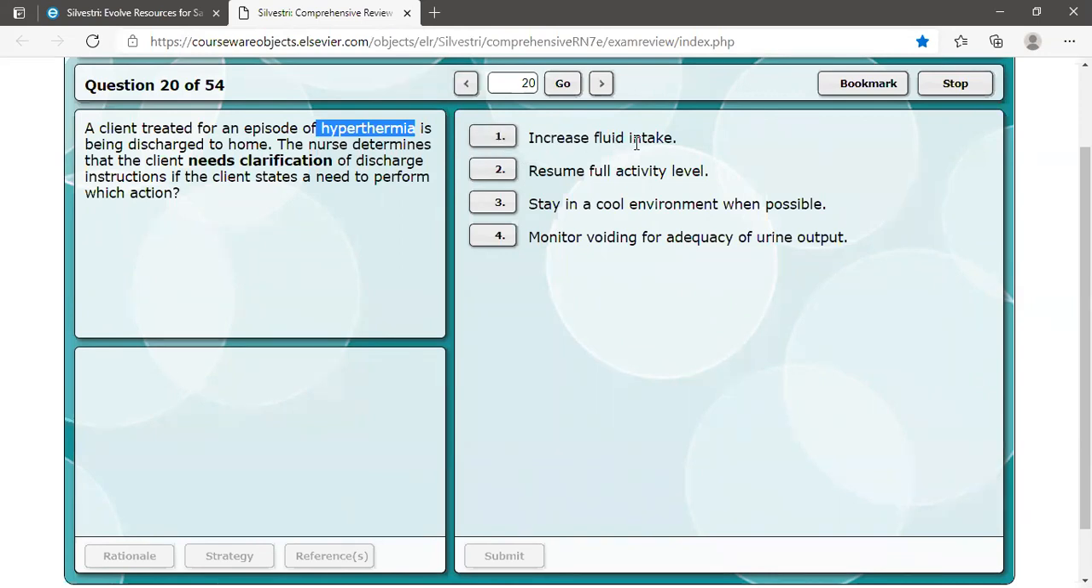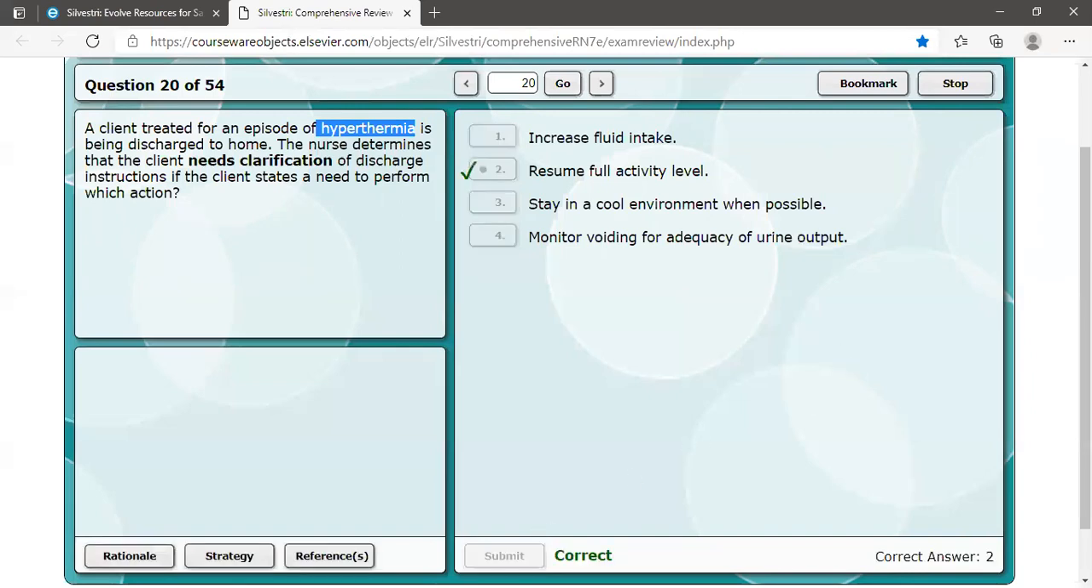So increase the fluid intake, definitely. During hyperthermia, we tell them to take enough fluid. Nothing wrong, it is good. Also resume full activity level. You are sick, you need time to recover, and the patient is hyperthermic. They need rest. They need time to adapt. So you have to tell your patient it is too early to go for full activities, right? Stay in a cool environment, definitely, because your patient is hyperthermic. Monitor voiding for adequacy of urine output. So urine intake and output measurement is super important for your patient.